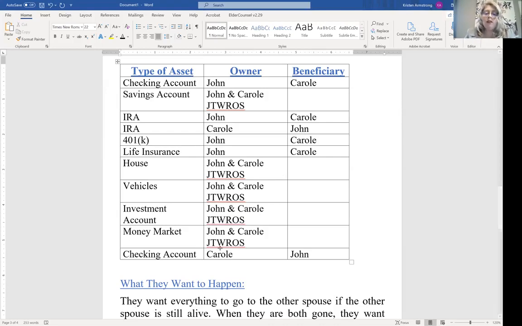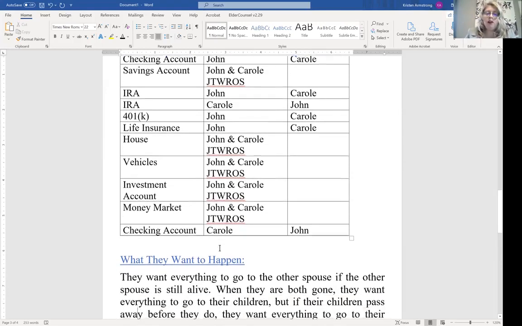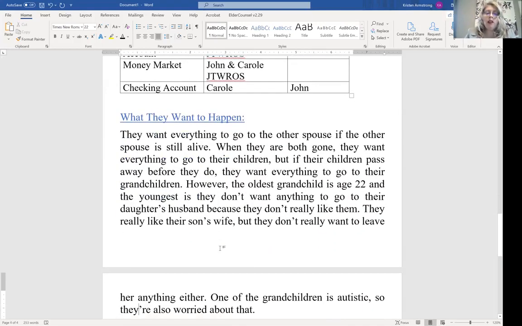One of the ways that they can avoid probate is using a revocable trust. Here, they don't have to necessarily use a revocable trust. They might be able to accomplish their wishes with beneficiary designations, but we're going to dig into a little bit more of the nitty-gritty about what Carol and John want to happen.